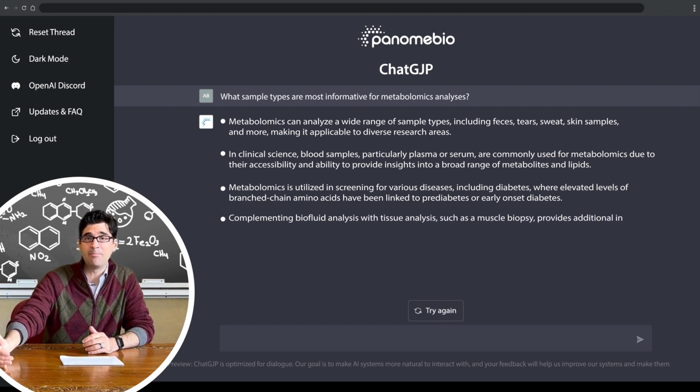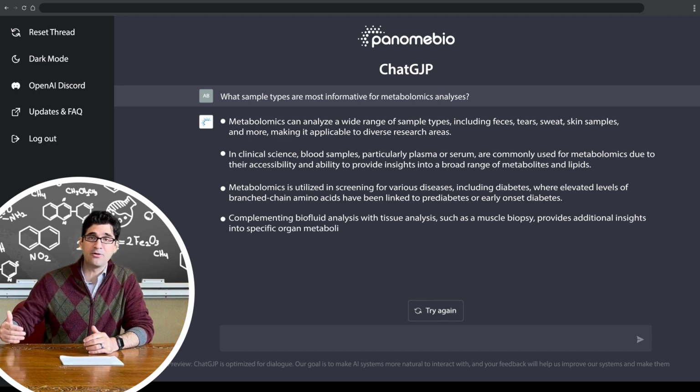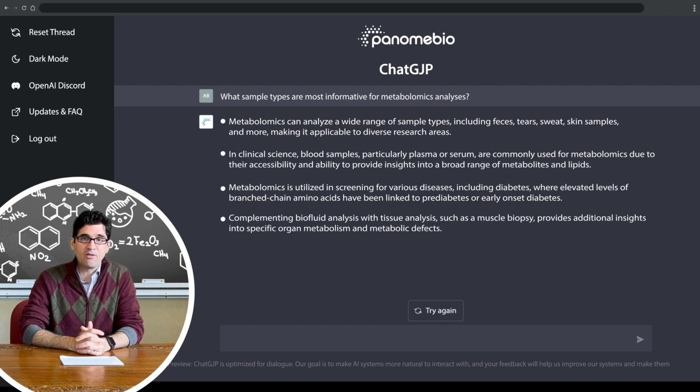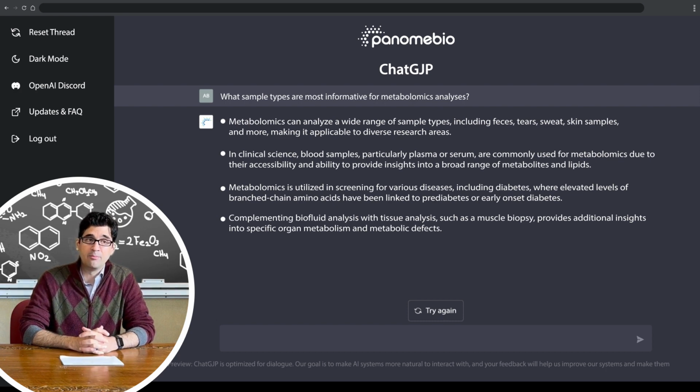So when something is up or down in blood or urine, you don't specifically know where the metabolic defect is in a biological system. It could be in the brain, it could be in the liver, it could be in the kidneys, etc. And so we often like to complement metabolomics analyses of biofluids, the blood and the urine, by analyzing the tissue when possible.